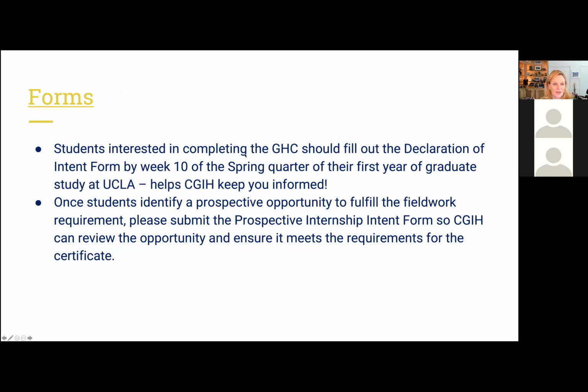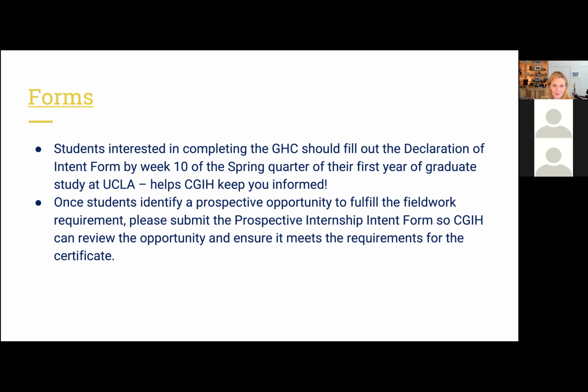Great. Okay. So just a few housekeeping notes here. So for forms, students that are interested in completing the Global Health Certificate should fill out the Declaration of Intent form by week 10 of spring quarter of the first year of graduate study at UCLA. It really helps us keep you informed and to be making sure that you're meeting the milestones. It doesn't mean that if you don't fill out the form, you can't do the certificate if you've met all the requirements.